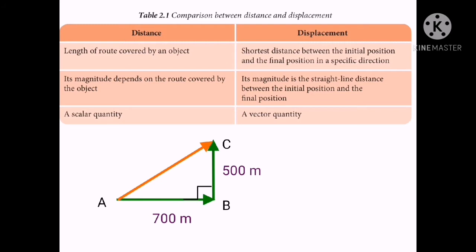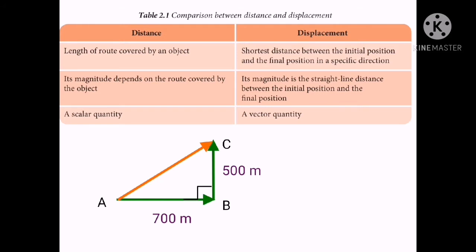Let's look at the proper definition of distance and displacement. Distance is the length of route covered by an object. Displacement would be the shortest distance between the initial position and the final position in a specific direction.